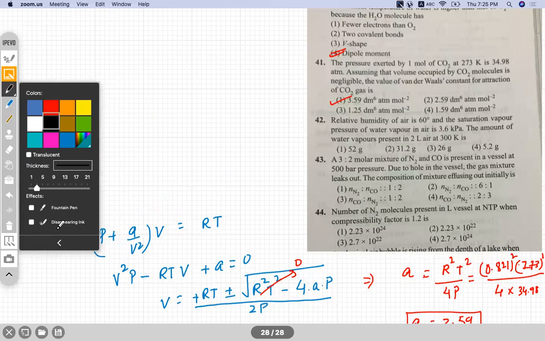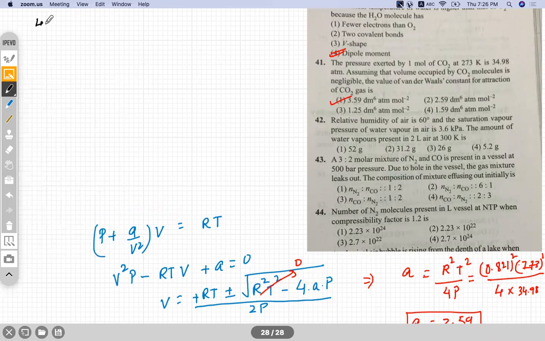Question number 42. Relative humidity of air is 60 degree and the saturation vapor pressure of water in air is 3.6 kilopascal. The amount of water vapor present in 2 liter of air at 300 Kelvin. So pressure is given. Pressure is 3.6.